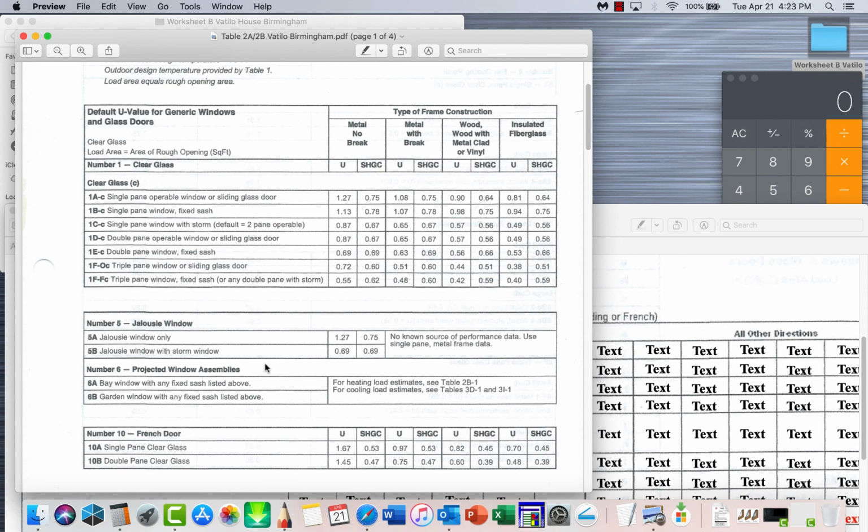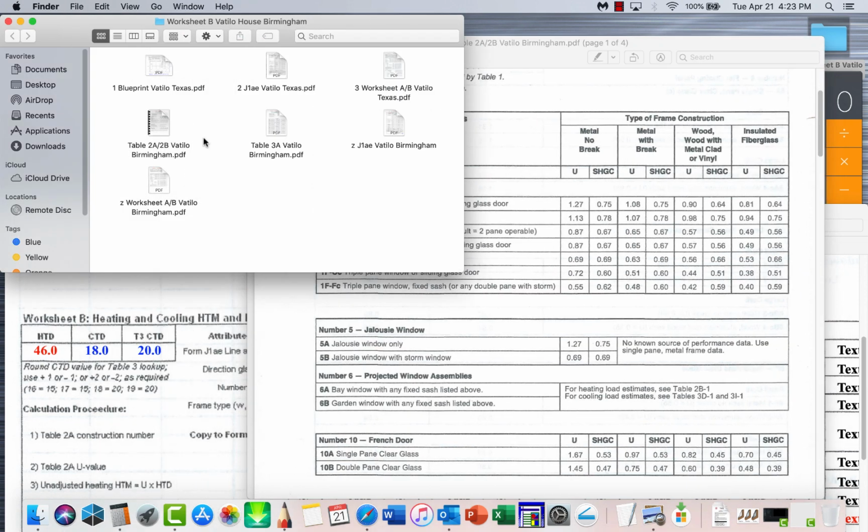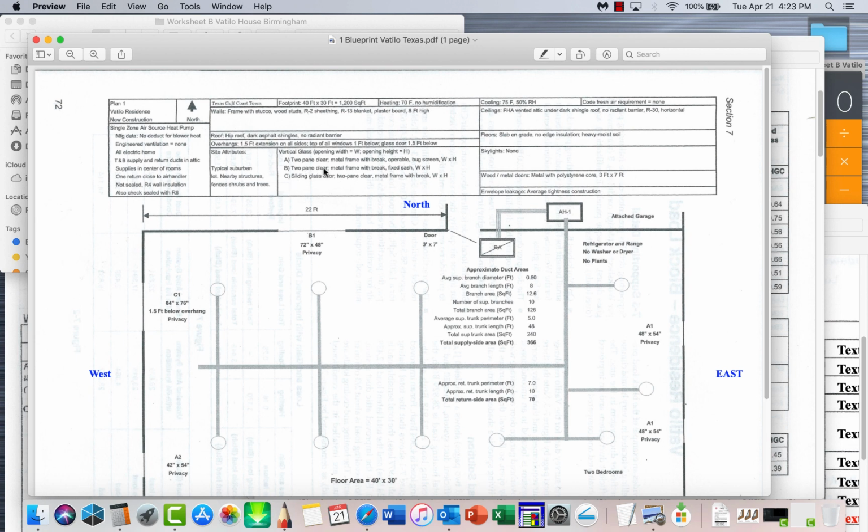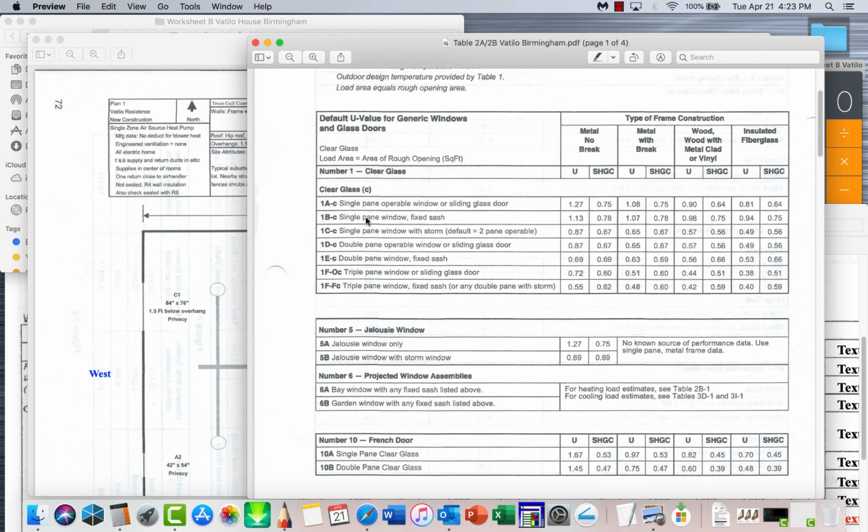So looking back at ours, let's go back to our construction so we understand what we're doing. Looking at our survey, it says it's a 2-pane clear metal frame with a break, fixed sash. The B1 window right here. So single pane, single pane, single pane, double pane, 2 pane. So we know it's going to be either 1D-C or 1E-C. Okay, 1D-C says double pane operable window with sliding glass door. Well, that's not us because ours is a double pane window with a fixed sash. So 1E-C is going to be our actual number.